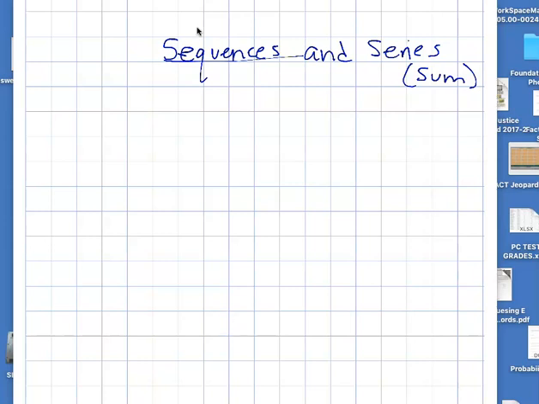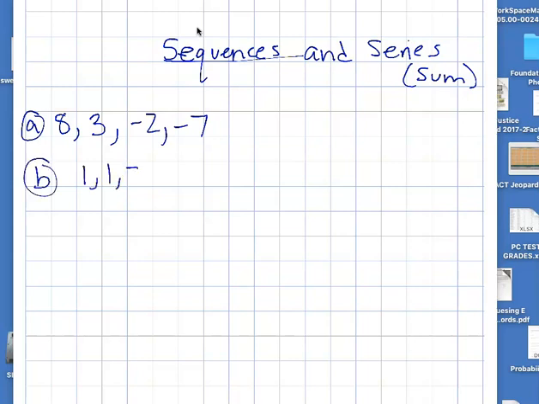Let's say we have 8, 3, -2, -7. So here's our first sequence. We might have a second sequence, 1, 1, 2, 3, 5, 8. And a third sequence, let's say we have 3, 9, 27. And these sequences keep on going.